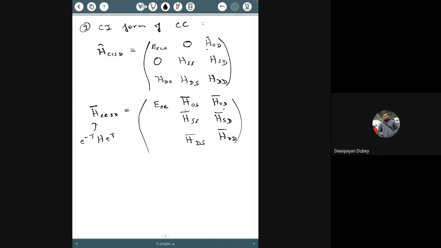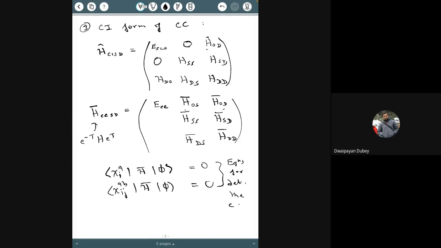In order to obtain the cluster amplitudes, the equations that I have solved are basically things that look like chi_i^a H bar phi equal to 0 and chi_ij^ab H bar phi equal to 0. So these are the equations for determining the coupled cluster amplitudes. These are the equations that I have solved, and these are exactly the matrix elements which would go in here. So these are 0.